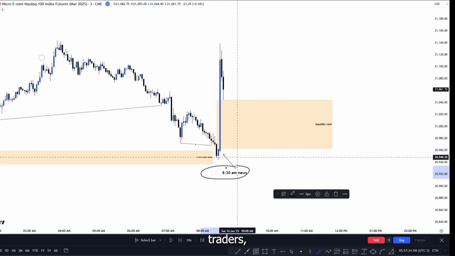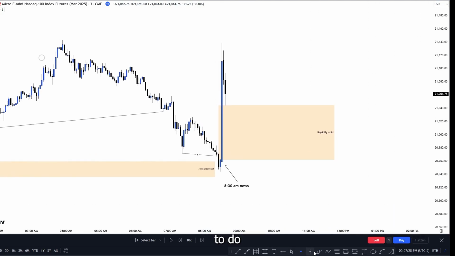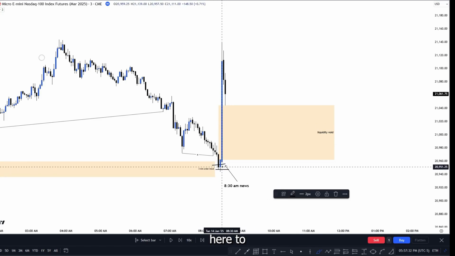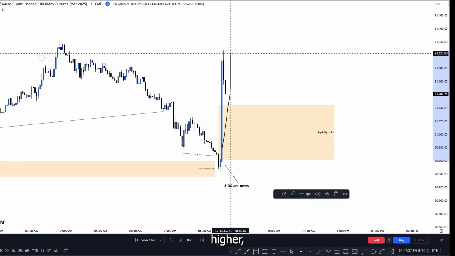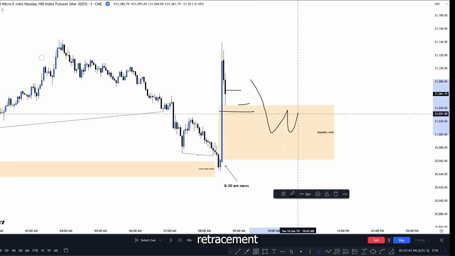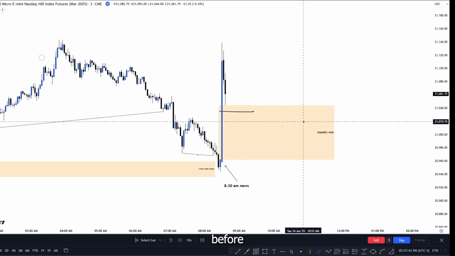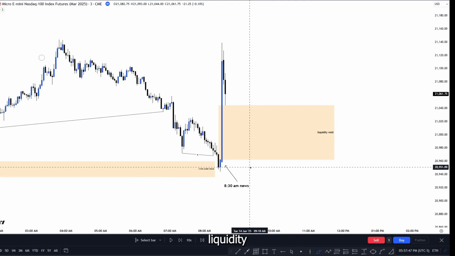A lot of early traders, a lot of new traders, what they want to do is chase price, right? They're either going to buy and sell here to guess price or chase price. When they see price move higher, they start buying right here, right? They don't wait for a full retracement and more price action before taking that trade. But I'm going to show you guys exactly how we use these liquidity voids to trade.